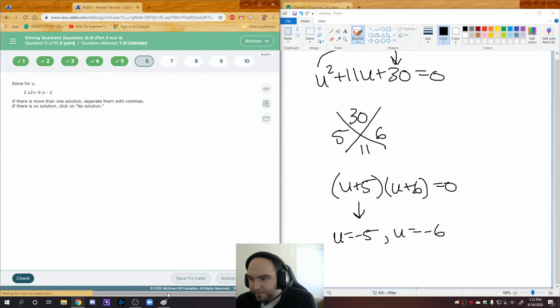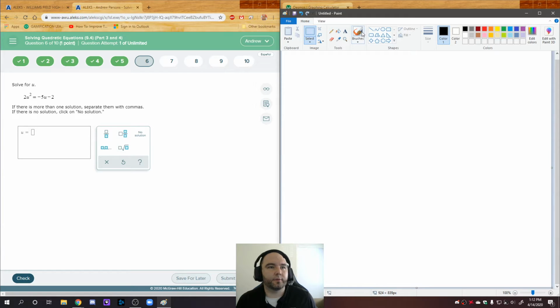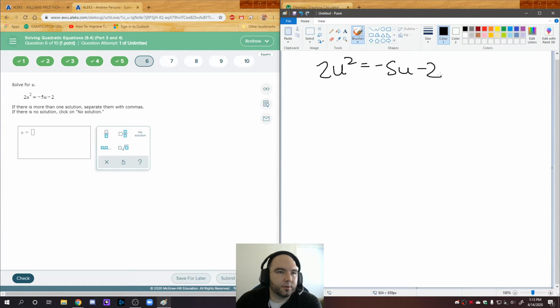Good stuff, right? All right, another difficult one. Ooh, look at this one. They're even getting more spicy on me. 2u squared, negative 5u minus 2. Now, on the previous slightly advanced example, we had to move it all to one side. And what we did was we moved just the single number over to the other stuff with the letters. Here, we have 2 things on the right and 1 thing on the left.